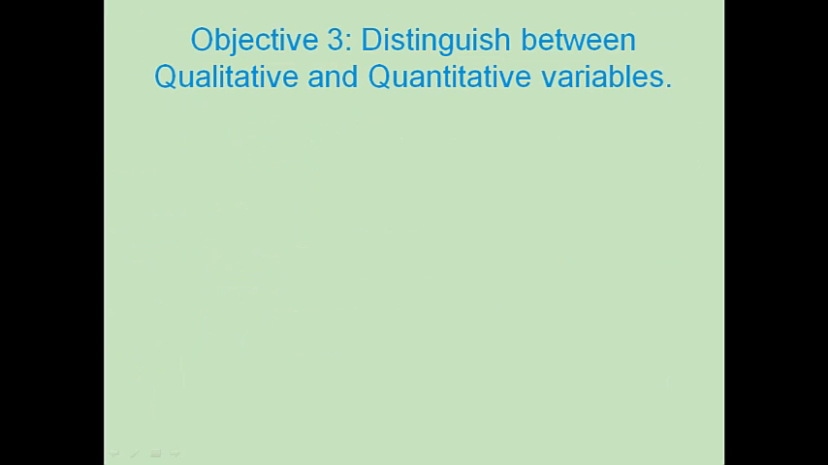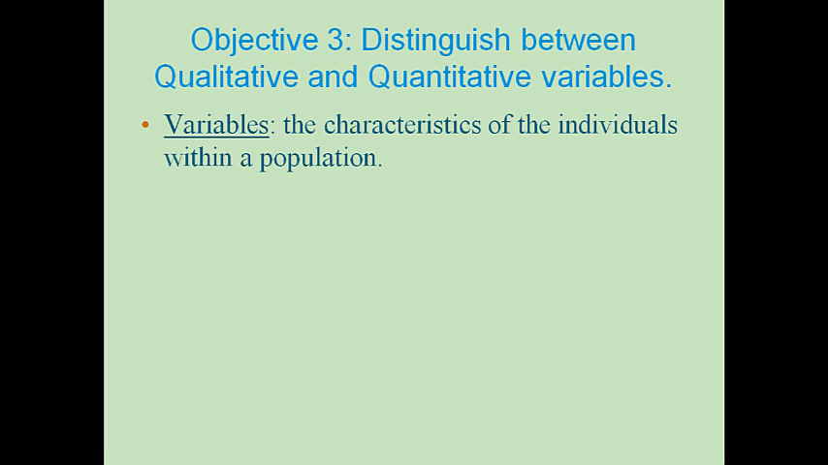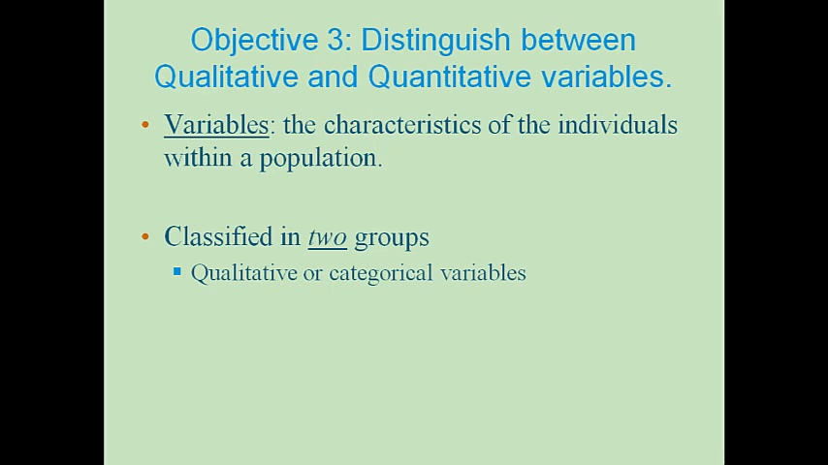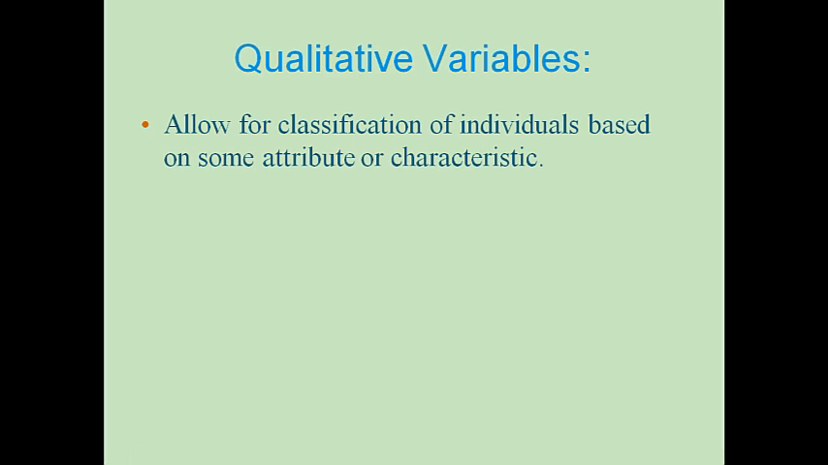Objective 3, we want to distinguish between qualitative and quantitative variables. Variables are the characteristics of the individuals within a population. They can be classified into the two groups, qualitative or categorical variables and quantitative or numerical variables. So qualitative variables allow for classification of individuals based on some attribute or characteristic. An example would be gender, like male or female.